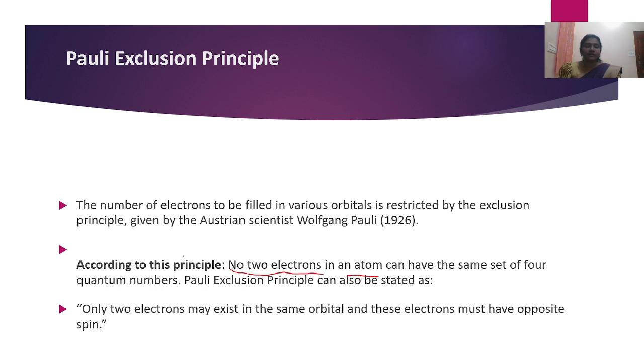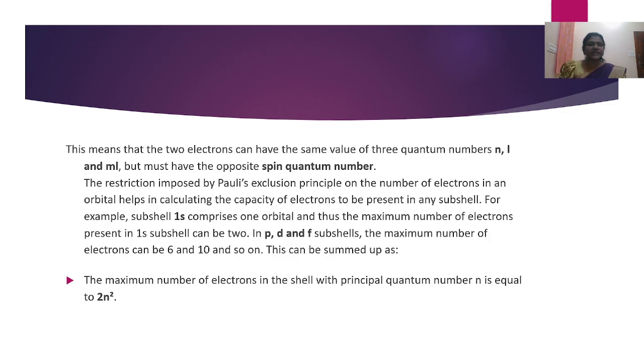According to this principle, no two electrons in an atom can have the same set of four quantum numbers. All the electrons are unique. Not all the quantum numbers will be the same for two electrons. At least they will differ in the spin quantum number. Otherwise, it is easily explained that each orbital should have two electrons, the electrons with opposite spin. This means that the two electrons can have the same value of three quantum numbers n, l and ml, but must have the opposite spin quantum number.